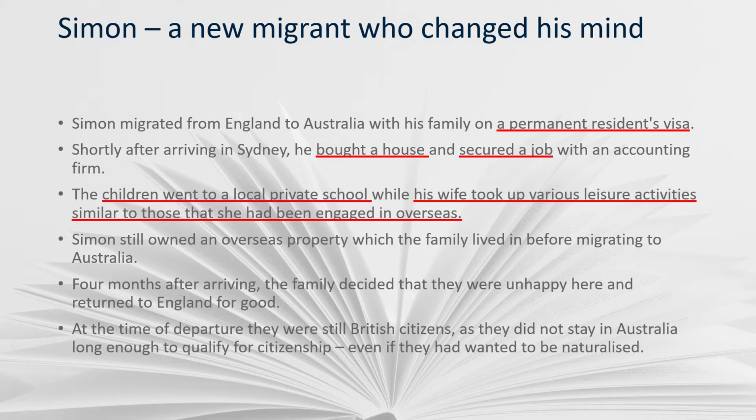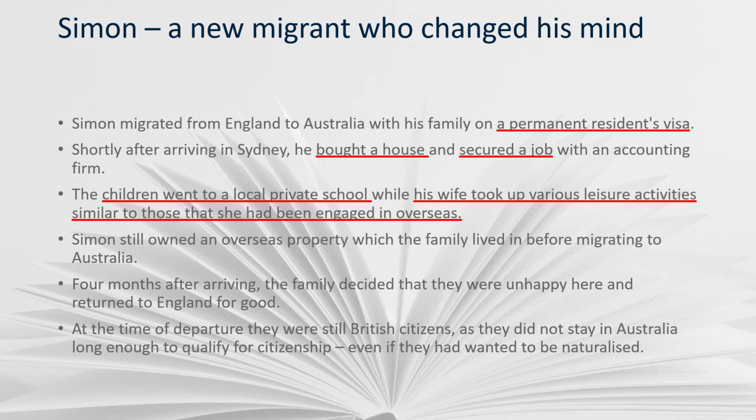Simon, a new migrant who changed his mind. Simon migrated from England to Australia with his family on a permanent residency visa. Shortly after arriving in Sydney, he bought a house and secured a job with an accounting firm. The children went to a local private school while his wife took up various leisure activities similar to those that she had been engaged in overseas.